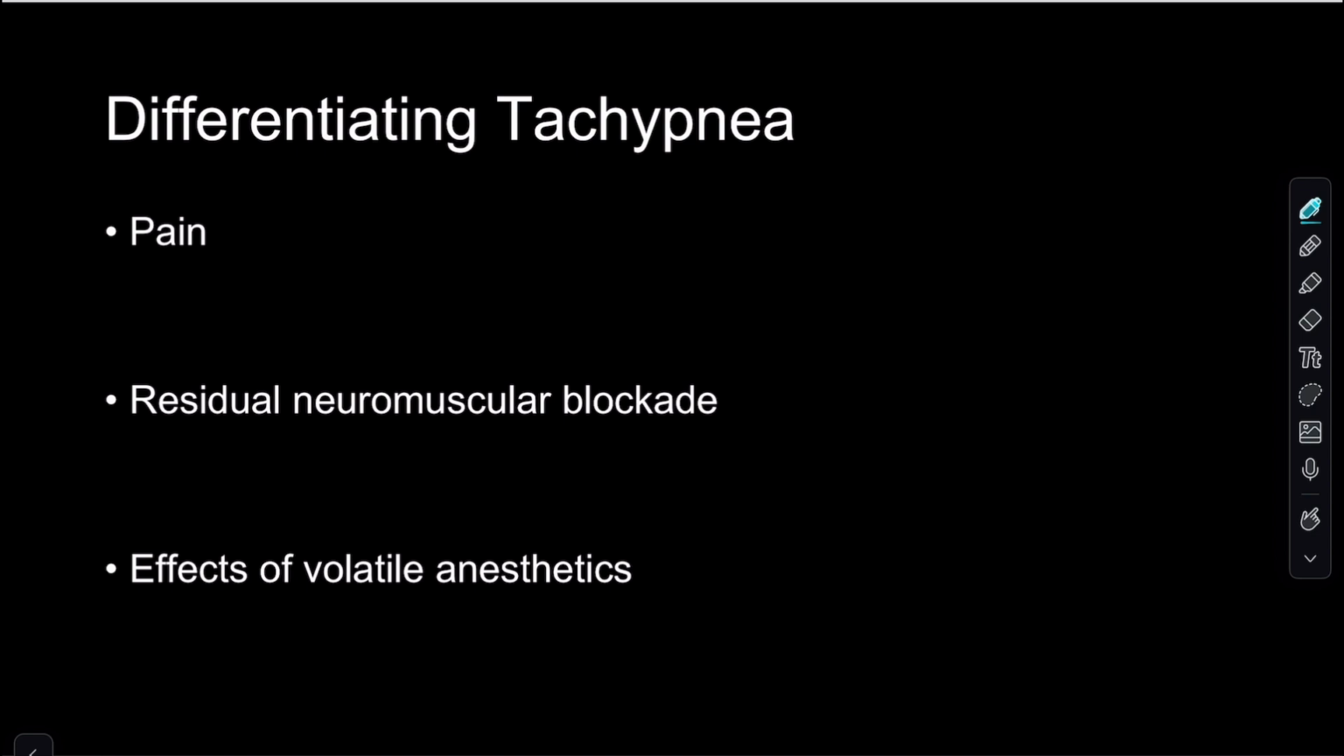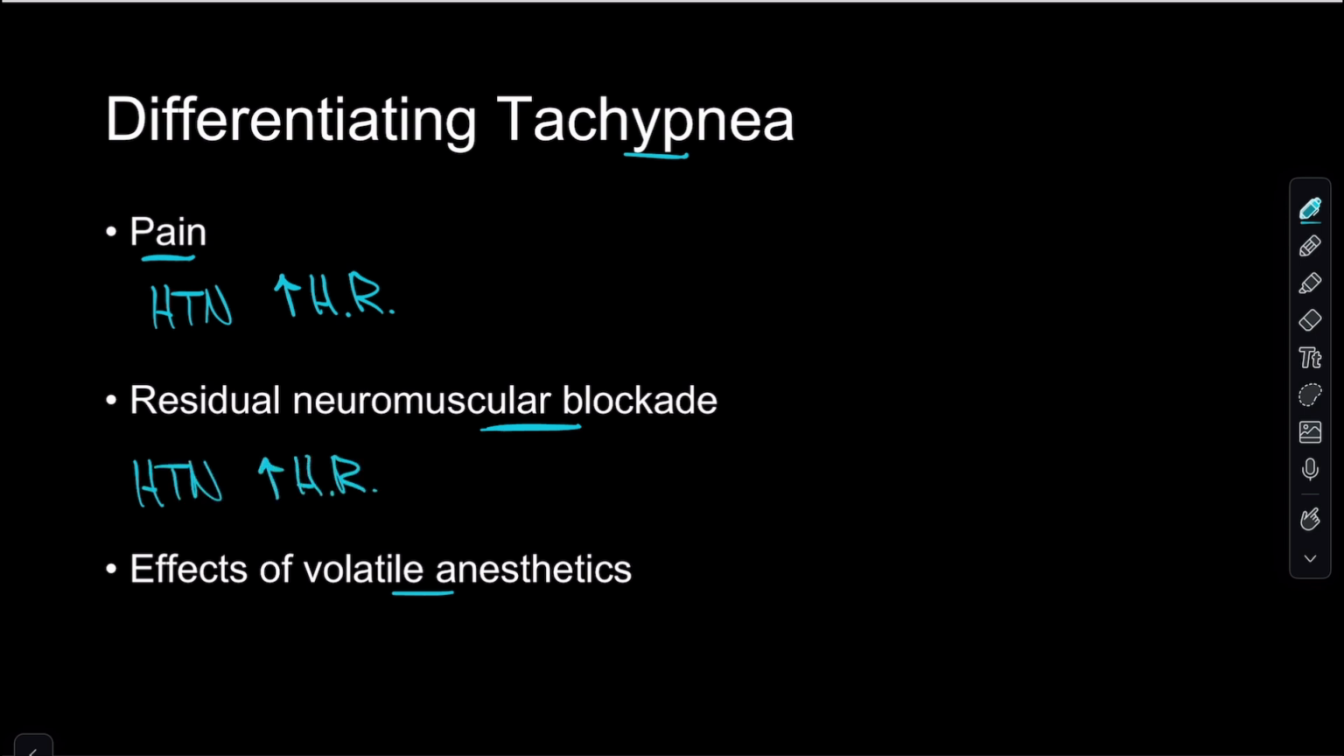So the last idea that we're going to discuss is differentiating tachypnea due to pain, residual neuromuscular blockade, or the effect of volatile anesthetics. The situation that our workbook presents is a patient who is about to be extubated, but they're tachypneic, and then you're wondering what's causing their tachypnea. If it's due to pain, you would expect there to also be hypertension or tachycardia associated with it, because they are in pain. Now, that said, if there's a patient that has residual neuromuscular blockade, that's an uncomfortable feeling. So they also could have hypertension and tachycardia. So a big thing that you could use to differentiate these would be train of 4.